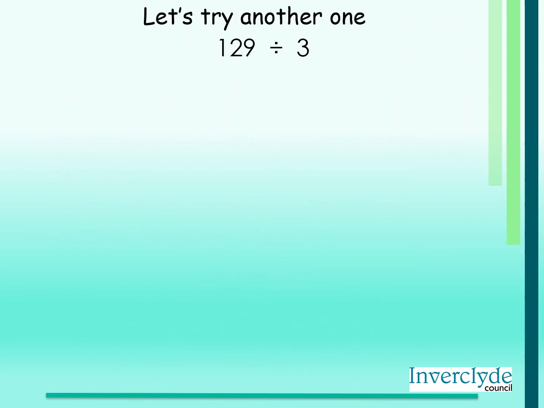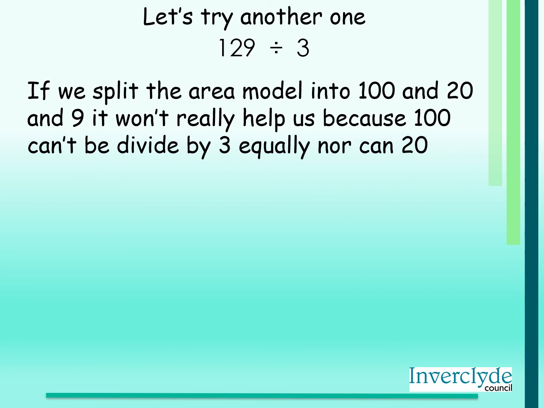Let's try another one. 129 divided by 3. Remember, we're using the area model to help us solve this division calculation. Pause the video, draw your area model and see if you can work out the answer. Come back when you've done that. If we split the area model into 100 and 20 and 9, it won't really help us because 100 can't be divided by 3 equally, nor can 20.